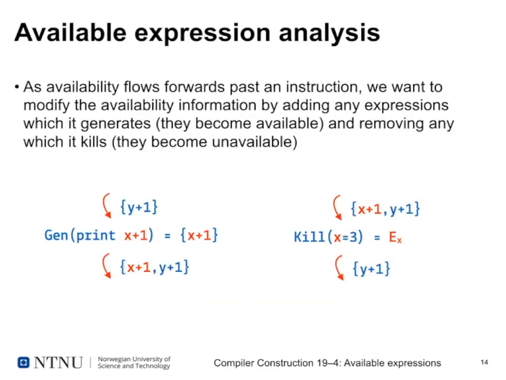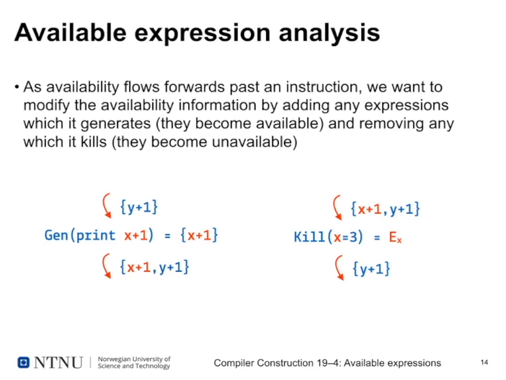So as availability flows forwards past an instruction, we want to modify this availability information. We are adding expressions that are generated by this instruction, so they become available. We're removing all the expressions which are killed by our instruction, so those become unavailable.